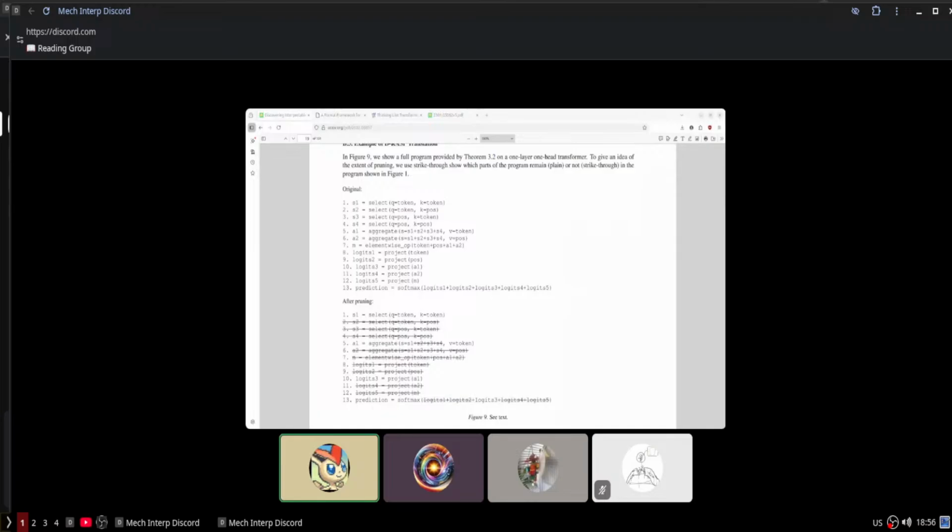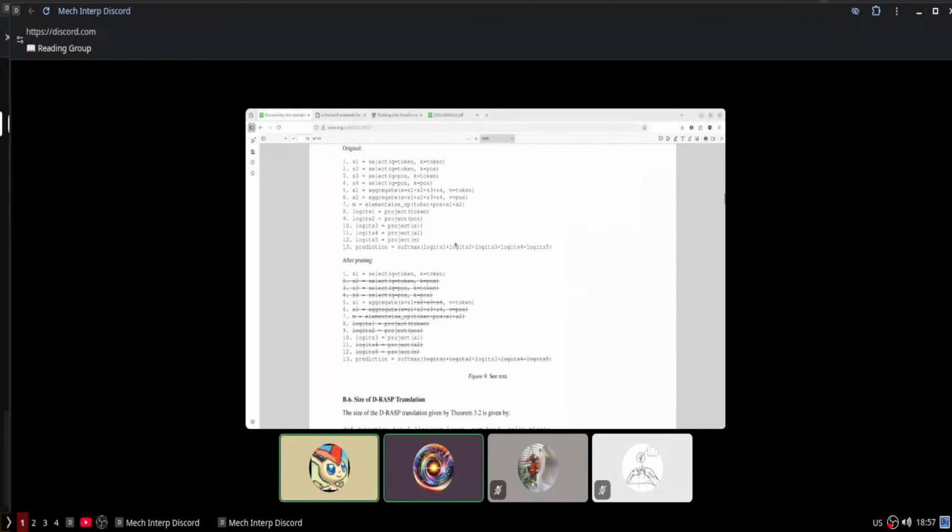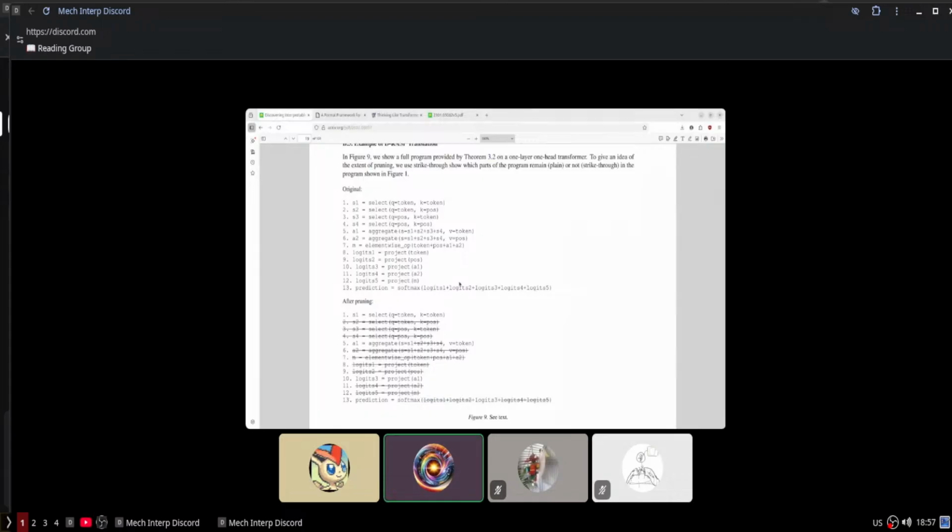Okay, so the reason it's exponential is that you have token and position as two variables. So a single attention head creates 4 selectors. So that's already exponential. But don't they aggregate after? Yeah, but they're still their own lines, you know. The aggregation uses them as input.